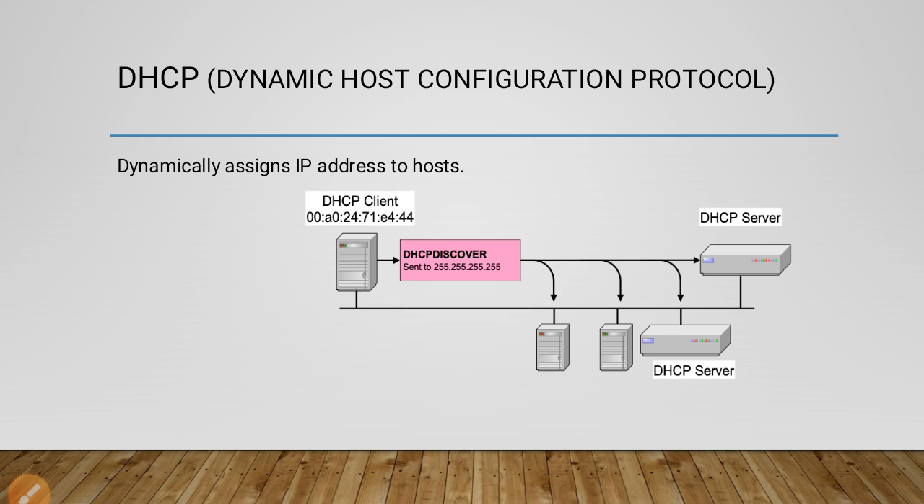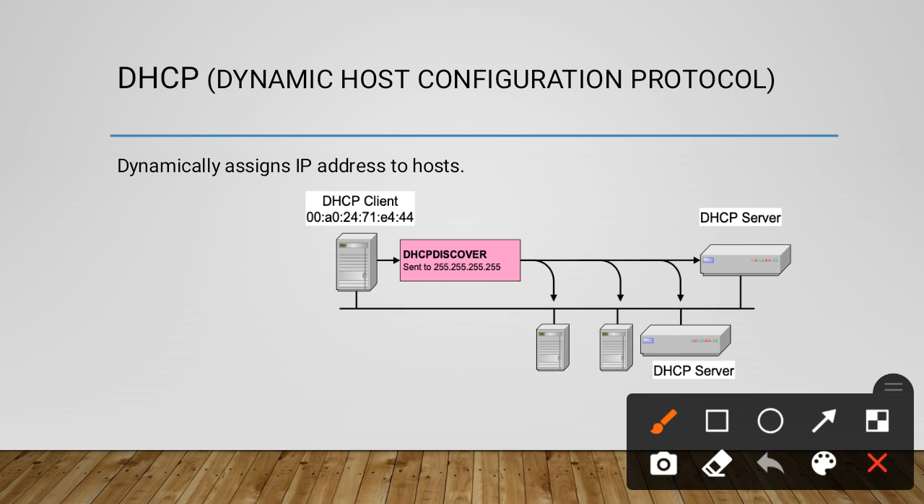Then the next one is DHCP, Dynamic Host Configuration Protocol. Dynamically, it is used for assigning the IP address to the host. See, if there are a number of PCs, and you want to assign the IP address to each and every system manually, then there may be problems, or it is a very hard process to give IP addresses to each and every PC. It is a lengthy process we have to follow.